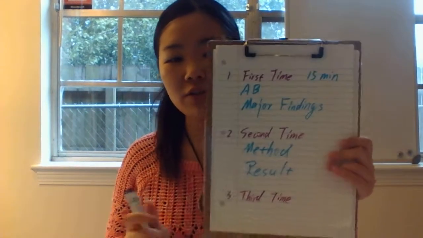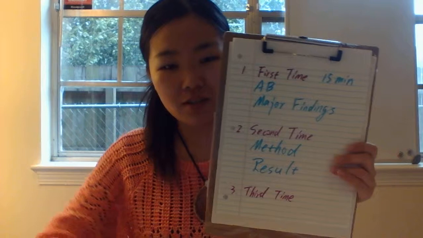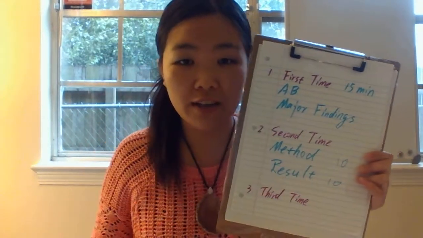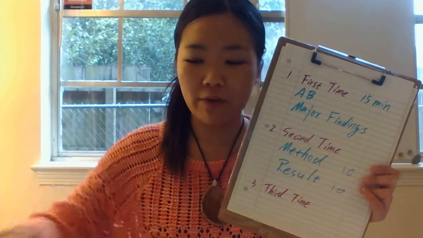The second time, you want to go to the more in-depth information in that article. So what I mean is, most journal articles will have several sections. Most of them will have a section called method, and after the method section, a section called result. You want to spend about 10 minutes on the method section and 10 minutes on the result section. Well, it depends on the specific article you're reading.